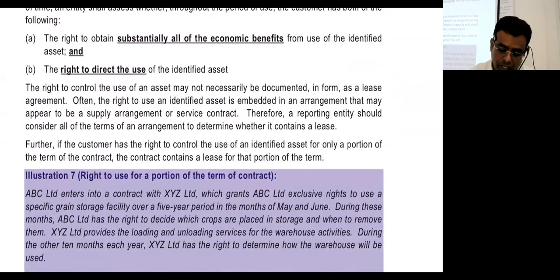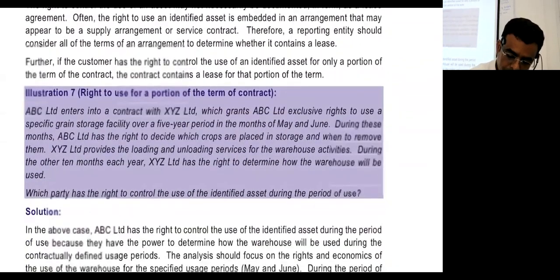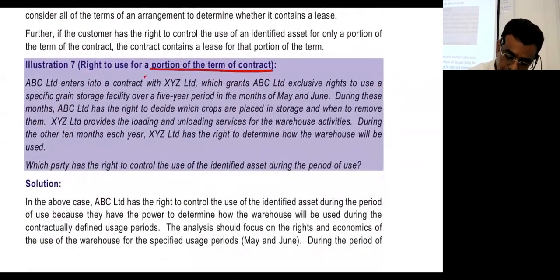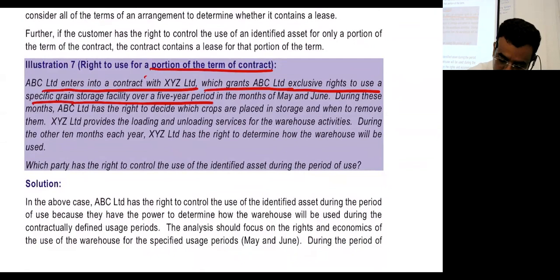Rights to control. Rights to use for a portion of the term of the contract. ABC Limited entered into a contract with XYZ Limited, which grants ABC Limited exclusive rights to use a specific grain storage facility over a 5 years period in the months of May and June. During these months, ABC Limited has a right to decide whether crops are placed in storage and when to remove them. Who has the rights?